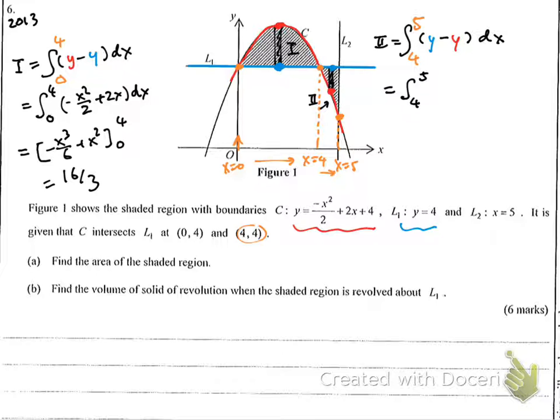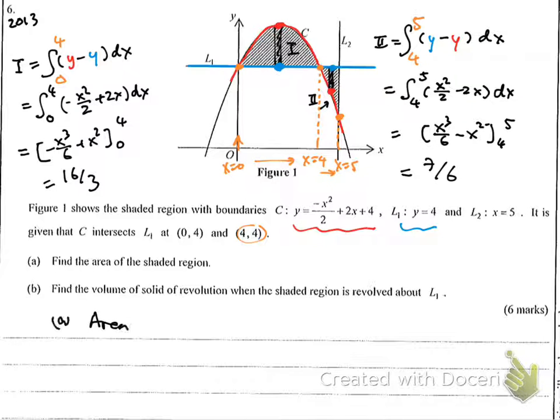The blue minus the red ends up into something like this: x squared divided by 2 minus 2x, dx. And that would be x cubed divided by 6 minus x squared, from 4 to 5. And then, of course, you put back the numbers 4 and 5, and it goes to 7 over 6. So the total area in part A is part 1 plus part 2, that is 16 over 3 plus 7 over 6, and it ends up 13 divided by 2. This is the answer to part A, the area.